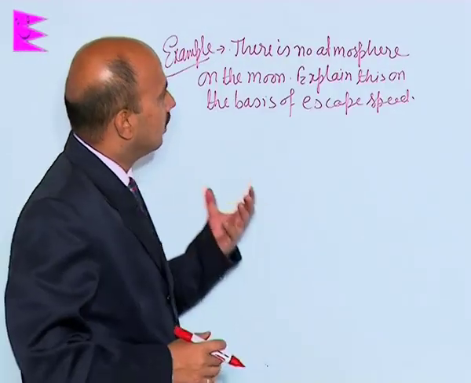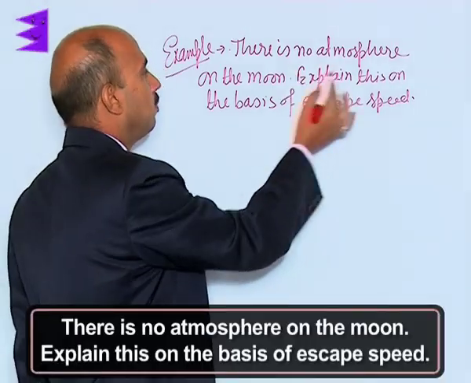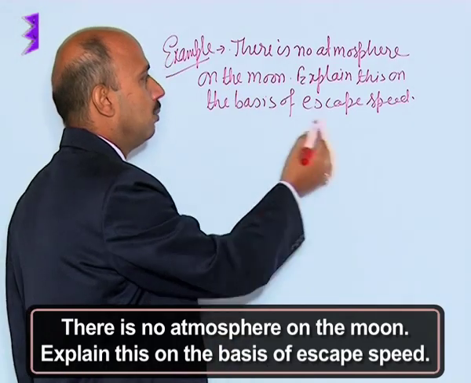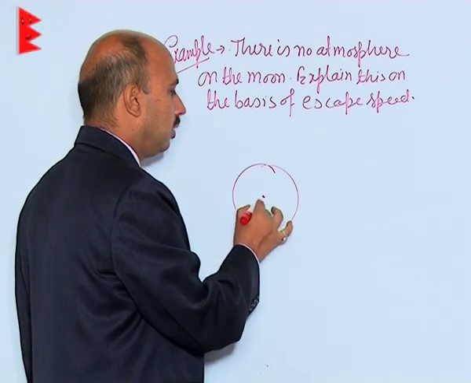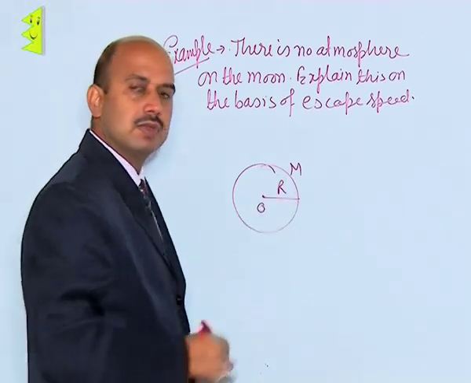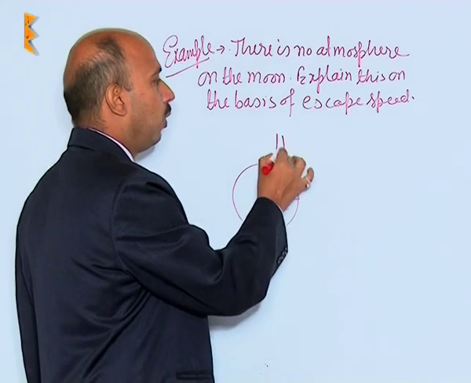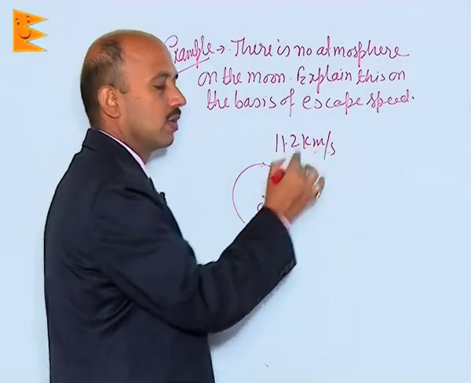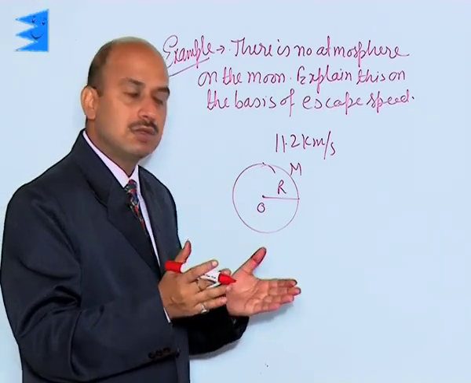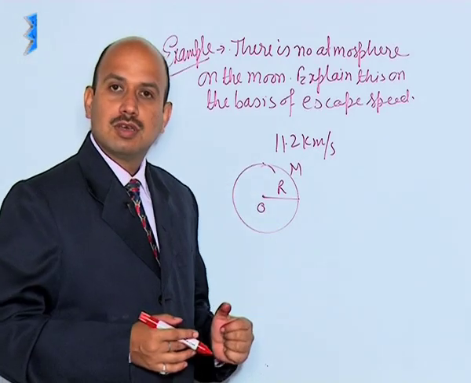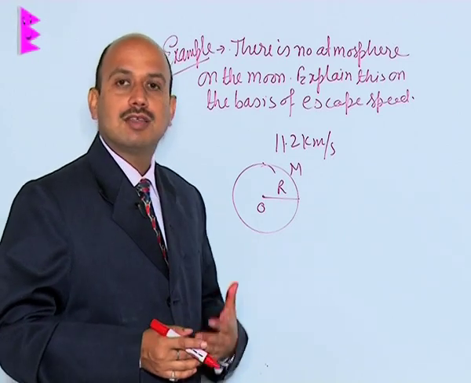Now, see here, this question is conceptual, which is based on escape speed. There is no atmosphere on the moon. Explain this on the basis of escape speed. Now, if you see the Earth, this is the center point, this is radius r and mass is m, and escape speed on the surface of the Earth is 11.2 kilometer per second. The gases which constitute atmosphere have thermal speed less than this. So these gases cannot escape the gravitational field of Earth, that is why Earth has an atmosphere.